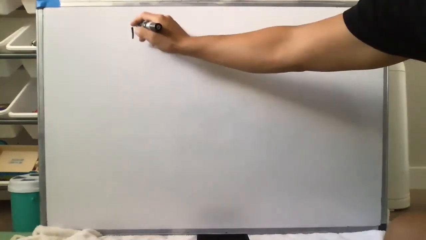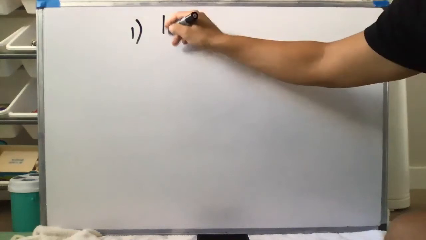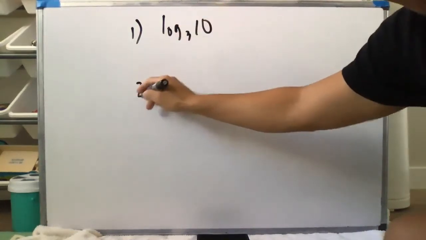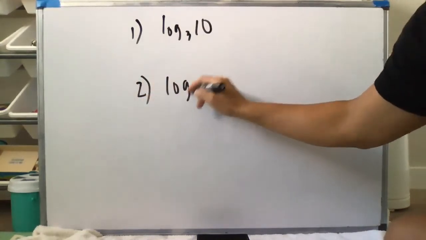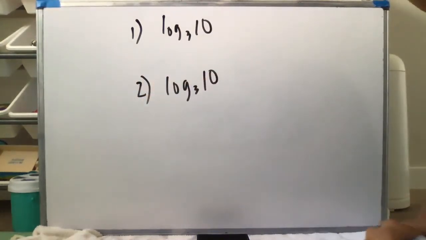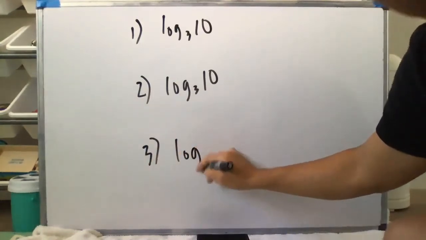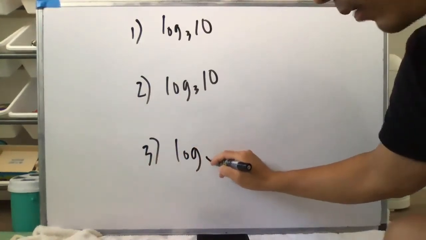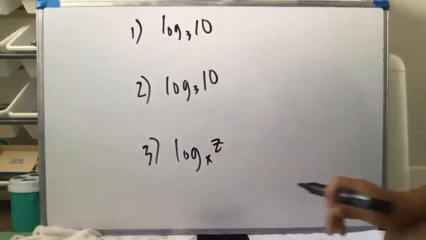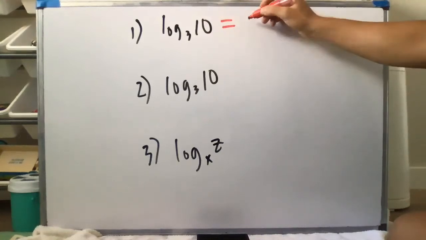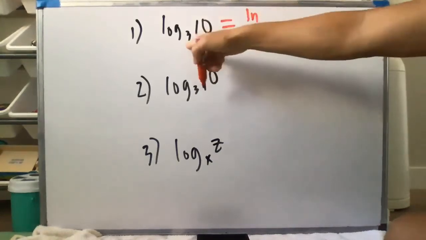Okay, so let's do a couple of questions first. Start with number one. We're looking at log base 3 of 10. We want to write that in terms of ln. And number two, almost the same question, log base 3 of 10 again. We're going to write that in terms of the common log, meaning log base 10. Let's do 3 as well. We're going to rewrite log base x of z in terms of ln. Okay, so first one first. The change of base formula says I can replace that log base 3 with any base I want.